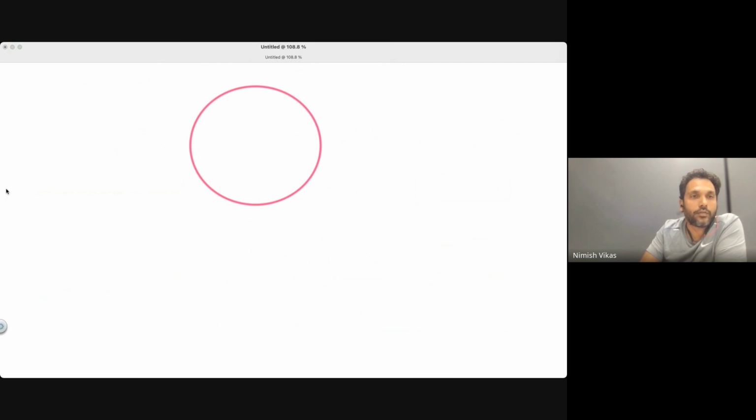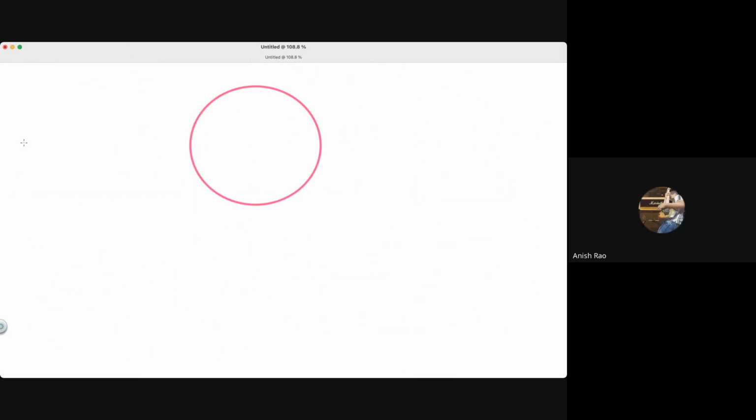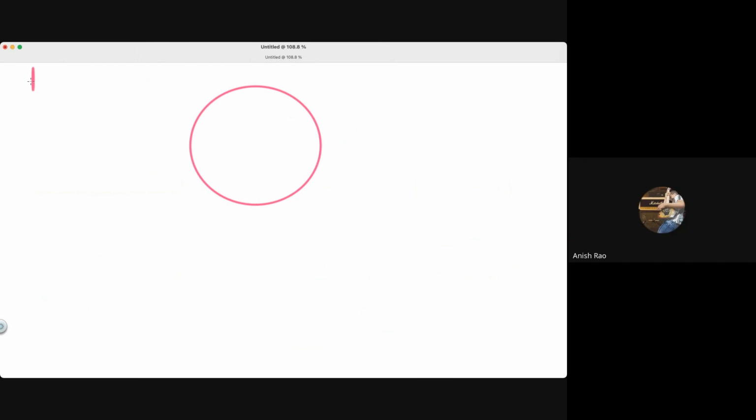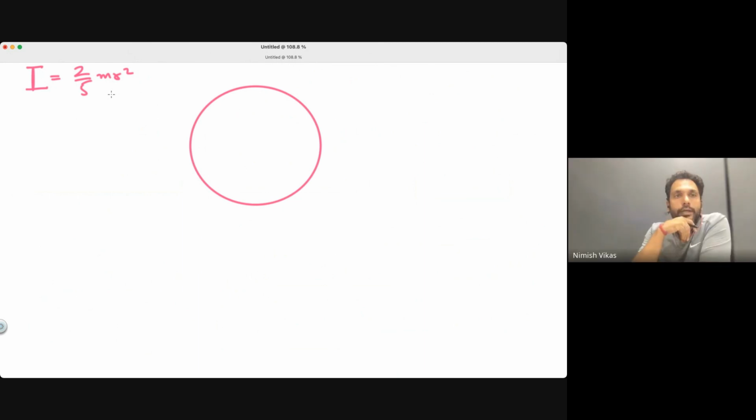Anybody knows the I of a solid sphere? Moment of inertia of a solid sphere? Yes, guys? So 2 by 5 mr square. Got the point, people? Suppose it is 2 by 5 mr square. Okay. I is given to you.